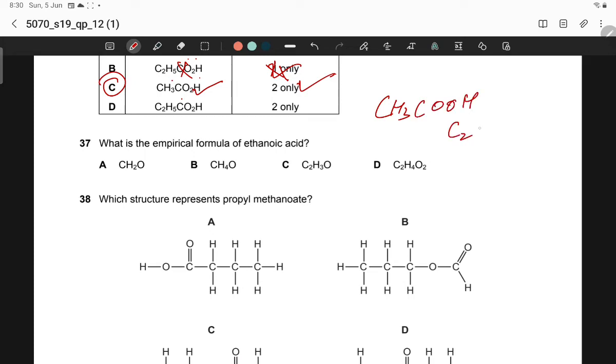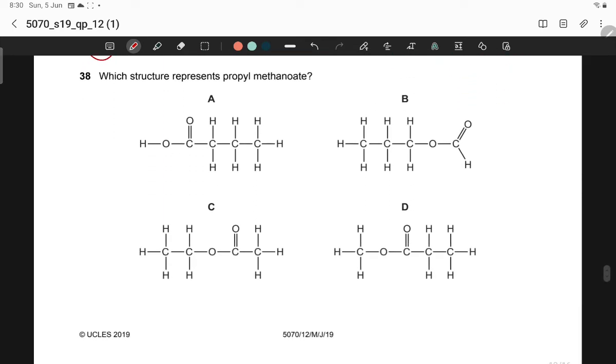What is the empirical formula of ethanoic acid? CH3COOH, C2H4O2 and CH2O. A is the correct option. Question number 38.